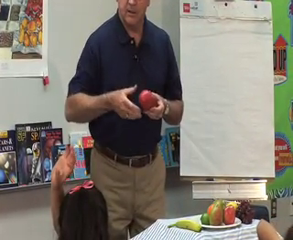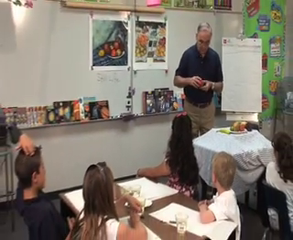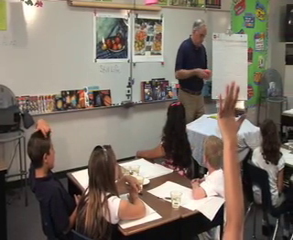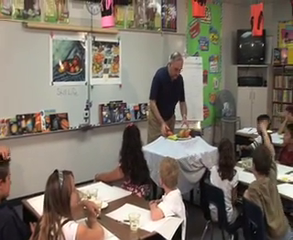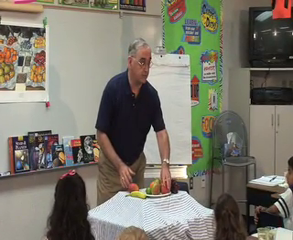Okay. What colors do we have? Red and a little bit of brown, and on the back there's a little bit of yellow and green. Okay, let's keep going. Now, we all know that apples are red, right? Yes. Are all apples red? No. No, look at this one.